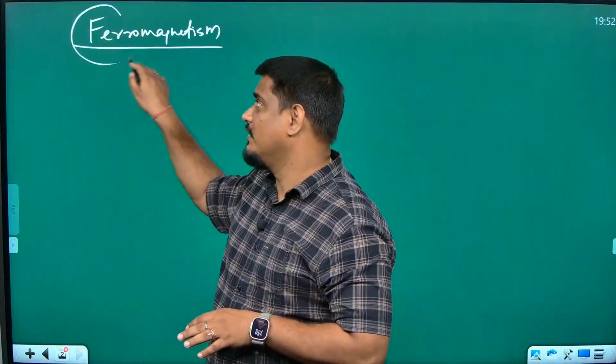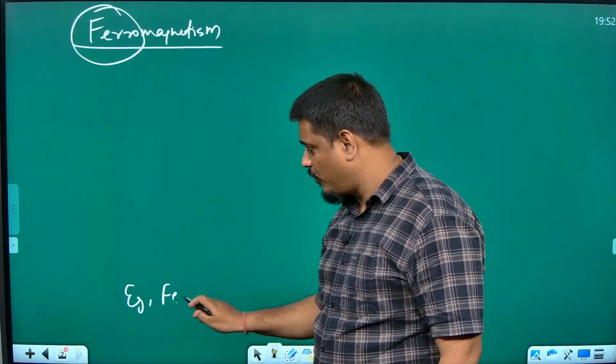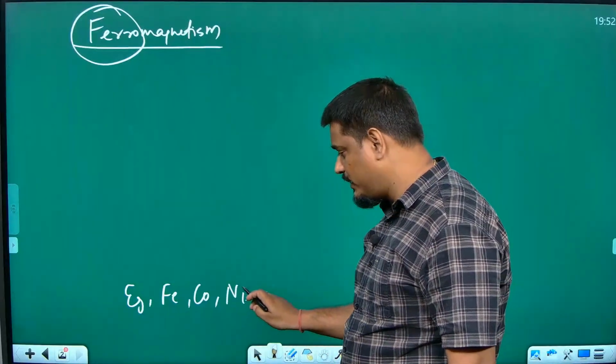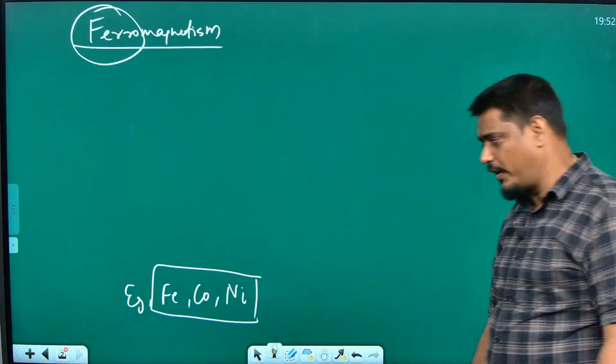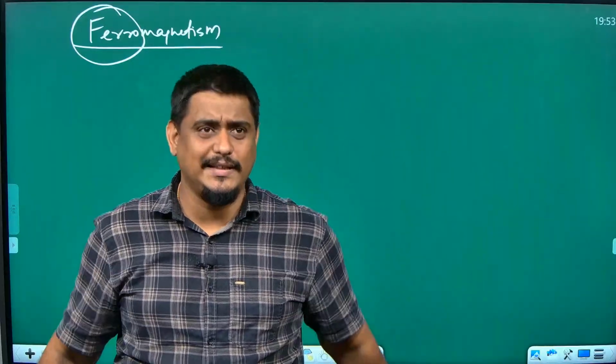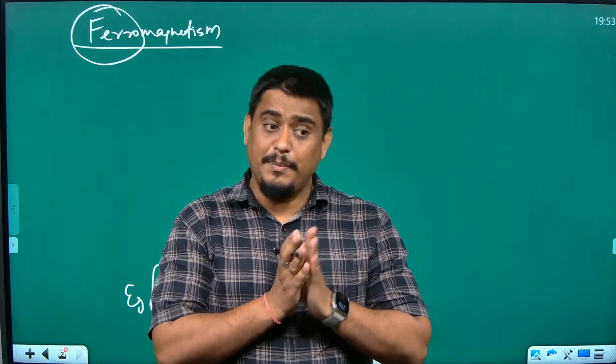As the name says, ferro, it comes from where? Iron. So examples of this are iron, cobalt, nickel. There are only three elements which show ferromagnetism: iron, cobalt and nickel. What is so special about these three elements? I told you some days ago, when I was teaching the previous chapter, that we learnt about magnetic field by current carrying conductors, but it does not mean that we do not have natural magnets.